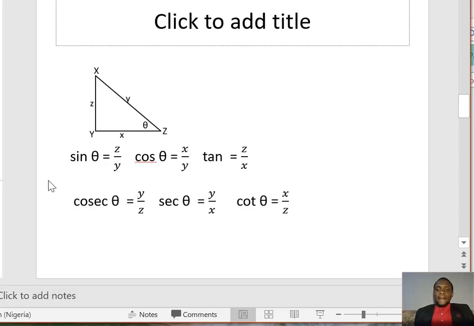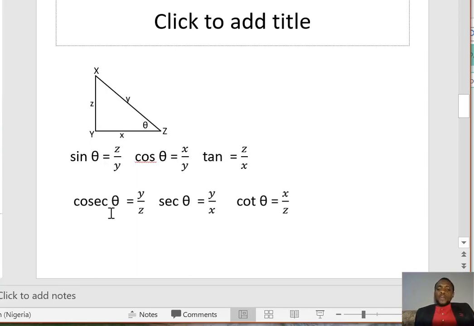When you look at it here, if we are given values around the triangle, the hypotenuse side is given the value y, the opposite side is given z, and the adjacent side is given x. So if you follow SOH CAH TOA, sine theta, which is opposite over hypotenuse, is z over y. Cos theta will be adjacent over hypotenuse. That is x over y, while tan theta is opposite over adjacent. That is z over x.